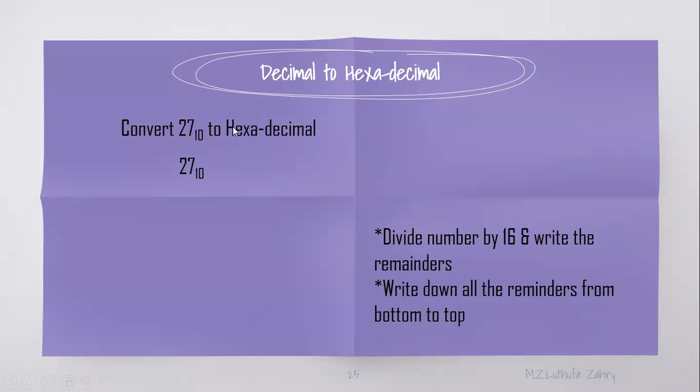Okay, so convert this one to hexadecimal. When you are doing the hexadecimal conversion, what you have to do is just divide the number by 16, the base of the hexadecimal. If you divide it by 16, you're going to get 1 time, because 1 into 16 is 16, and 27 minus 16 will give you 11. Okay, 11. And then once again divide it by 16.